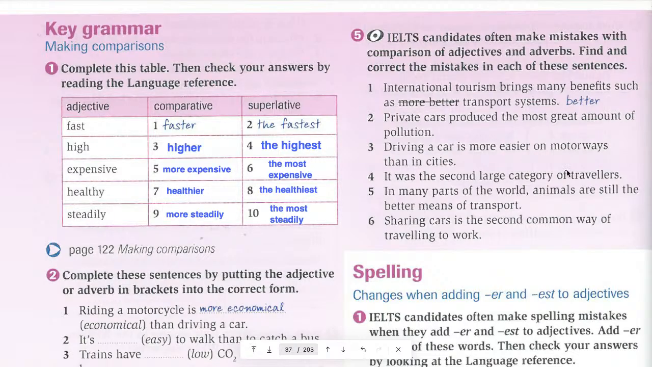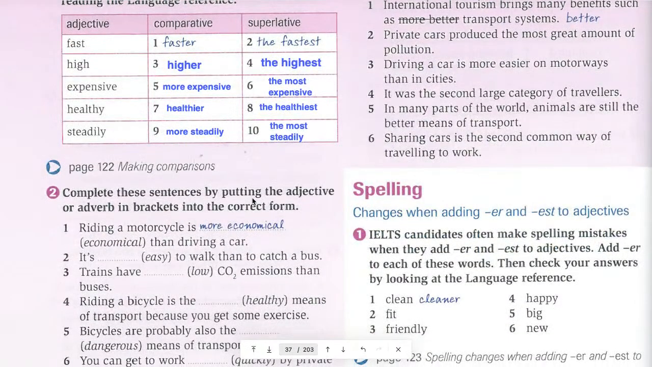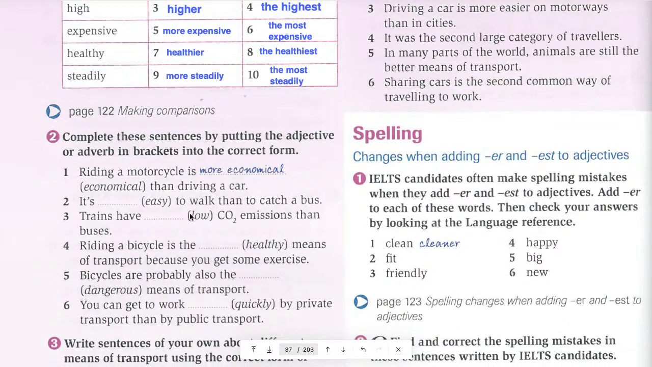Let's continue. Exercise 2. Complete these sentences by putting the adjective or adverb in brackets into the correct form. Have you finished? Okay, number one. Number one has been done for you. Let me read that. Riding a motorcycle is more economical than driving a car.